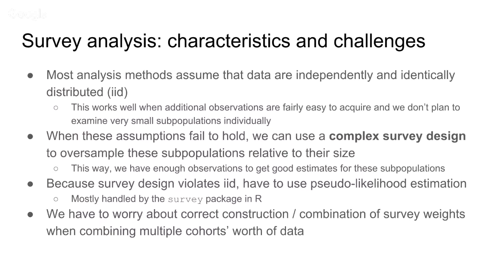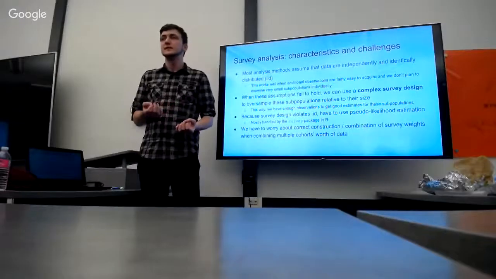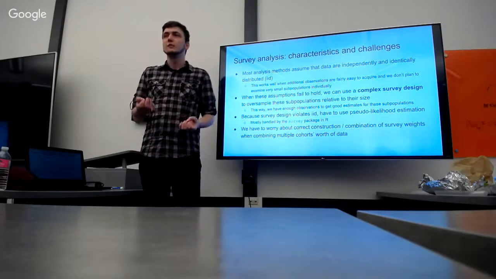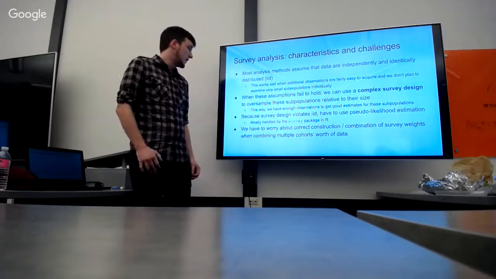And so that's useful, but the bad thing about survey analysis is that you've violated IID, and so you can't use standard methods. So you have to use this idea called pseudo likelihood estimation, which is kind of complicated. Luckily for the risk browser, there's a package in R that does most of this for you. And so what we really have to worry about is just constructing the right survey weights. A survey weight is a number assigned to every person that roughly says how important they are relative to just a random draw.